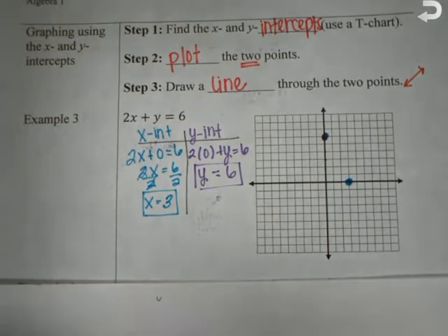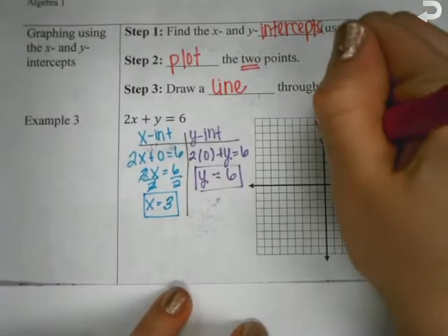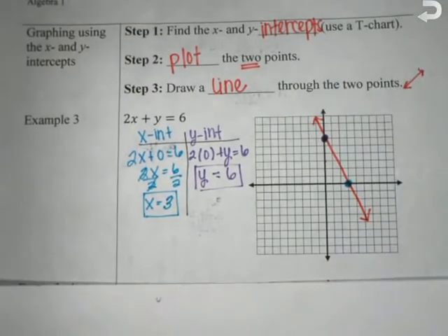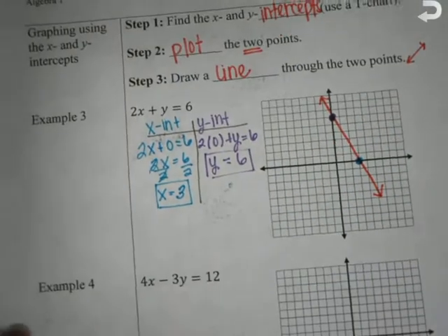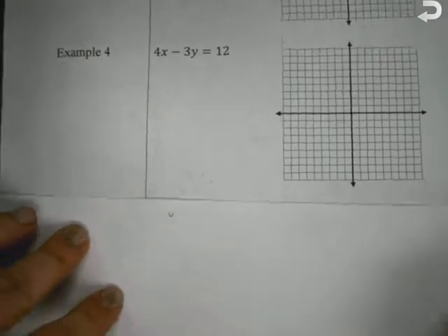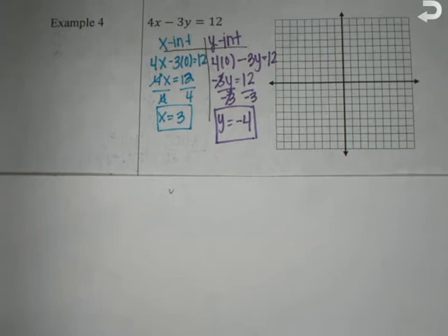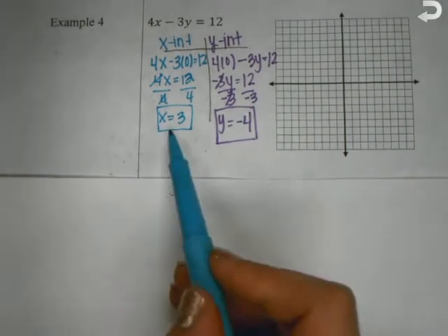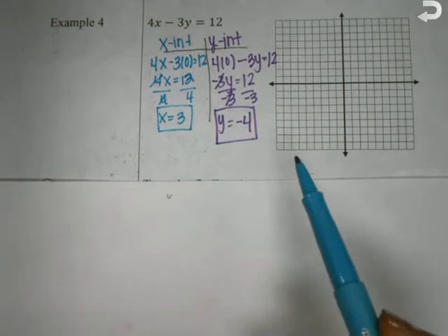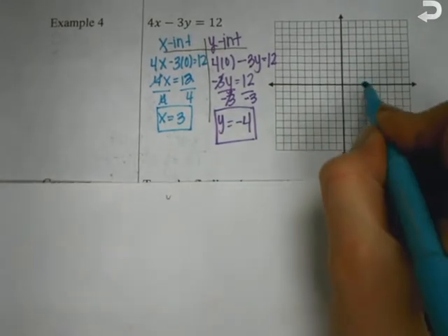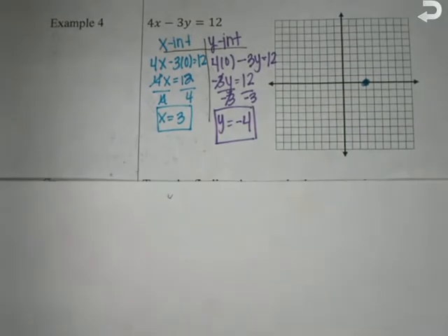And that's my line. So I want you all to do example 4 by yourself. We already found the x and y intercept, so now you need to graph them. I have an x-intercept of positive 3. Does that go on the x-axis or the y-axis? The x, so we go over 1, 2, 3 and put a point there. And the y-intercept is along which axis? Y, so we go down, negative 4. 1, 2, 3, 4. We put a point there.